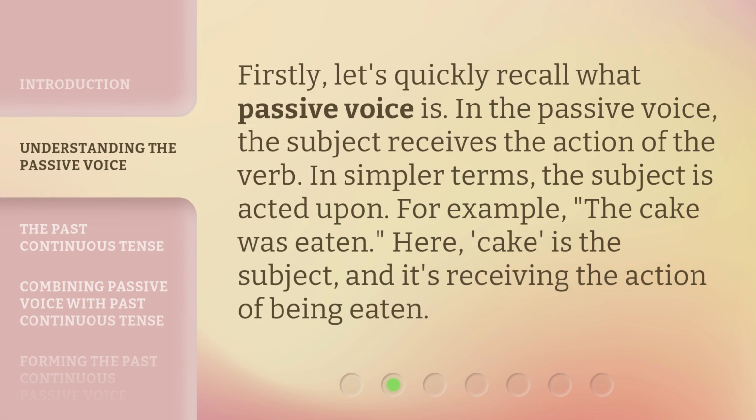Firstly, let's quickly recall what passive voice is. In the passive voice, the subject receives the action of the verb. In simpler terms, the subject is acted upon. For example, the cake was eaten. Here, cake is the subject, and it's receiving the action of being eaten.